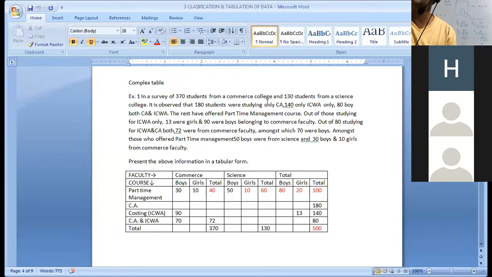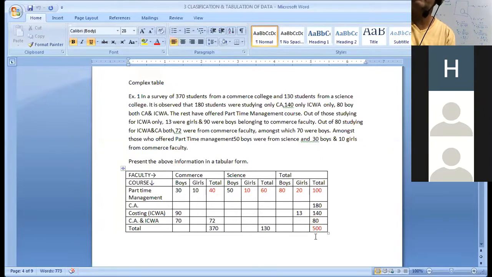It is observed that 180 were studying only CA. So CA course, how many? 180. So this is 180. 140 ICWA, so ICWA is 140. 80 boys both CA and ICWA, so CA-ICWA is 80. The rest have offered a part-time management course, so that we can calculate. How? 370 plus 130, so together there are 500 students. From this 500, this is cancelled. So we come to know that there are 100 students who are doing part-time management.